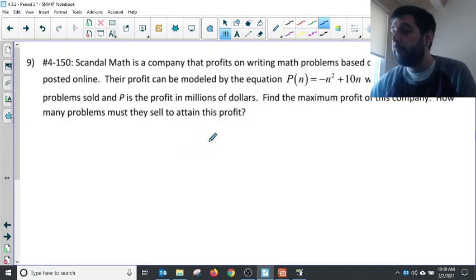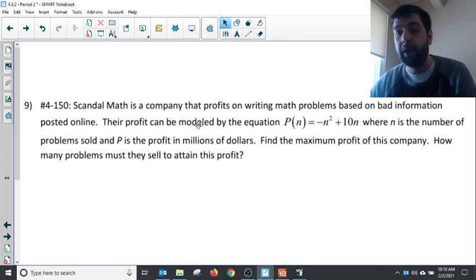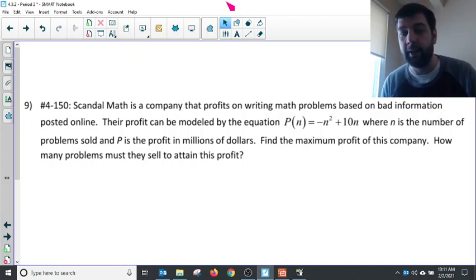Okay, then we have this word problem. This is actually similar to a problem that you did on a graded assignment previously. So if you were working on your own on these notes, you probably found this problem to be pretty easy. And that's because you've already experienced it a little bit. So it says Scandal Math is a company that profits on writing math problems based on bad information posted online. And I'm sure there's tons of sources of bad information online for things like this.